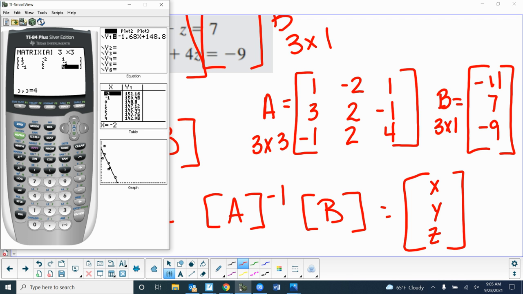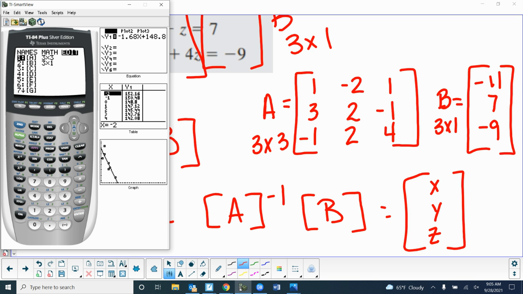Now, you can't just go right into the B matrix. You have to jump out. I don't know why, but that's just what it is. So you hit second mode, second quit. That'll jump you out. How do I jump back in? Second what? Second inverse.